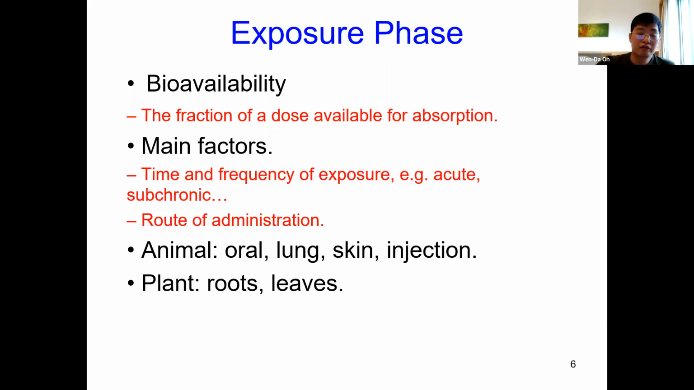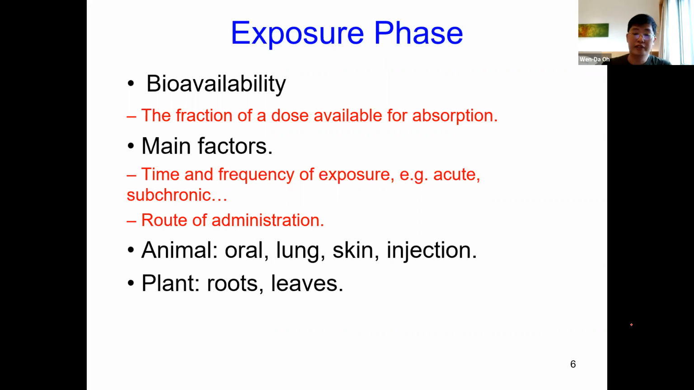For this exposure, some of the main factors that affect it would be the time and frequency of exposure, whether it is acute or chronic, or the other one is the route of administration, which means whether it is through respiratory, skin, or by injection. So for animals, there are many different places whereby exposure can happen. We have oral, lung, skin, and even injection.